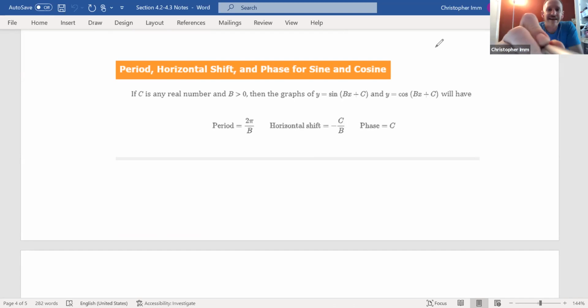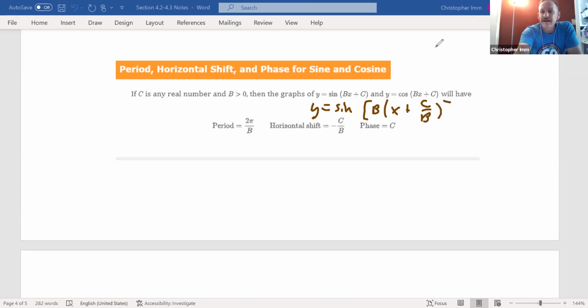So what I was saying is, if you have a bx plus c, then what you should try to do is factor out that b first, and then you're left with x plus c over b. Just remember, by distributive property, you can distribute that back in and get the same thing. So this is going to move it horizontally negative c over b. That's why that's generalized like this.